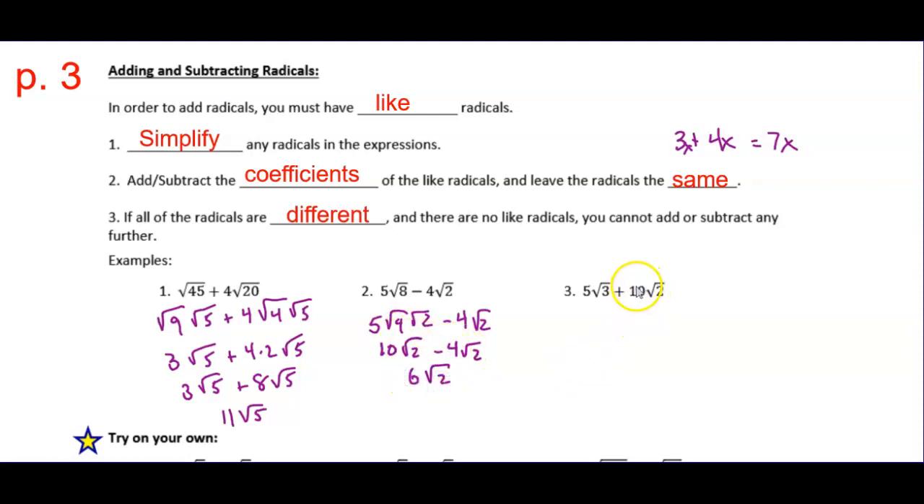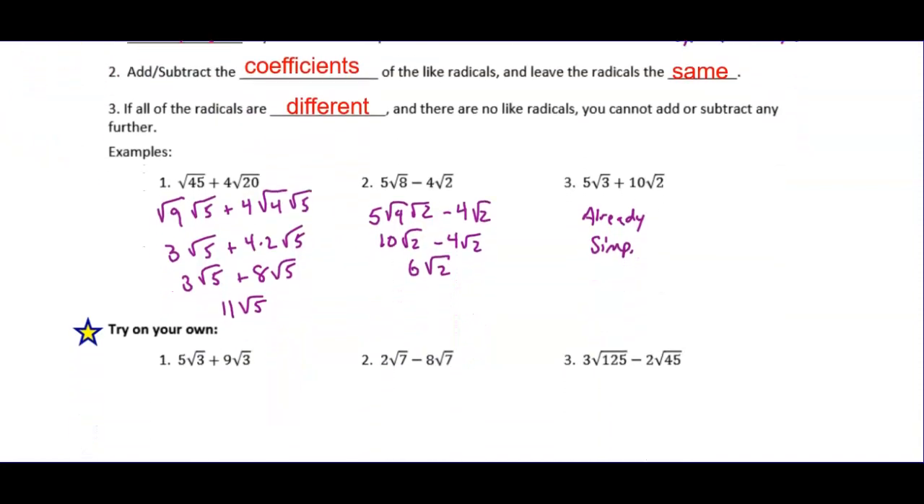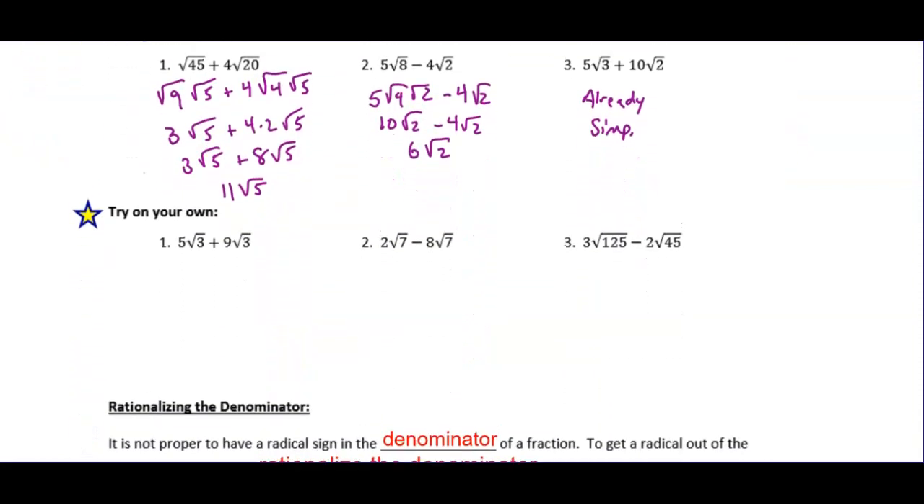With this one, I can't simplify the 3. I can't simplify the 2. And I can't add the 3 and the 2 because they're not common radicals. So I just need to say that this is already simplified. And that will occasionally come up, already simplified. All right, and then you have these to try on your own. So pause and do that.